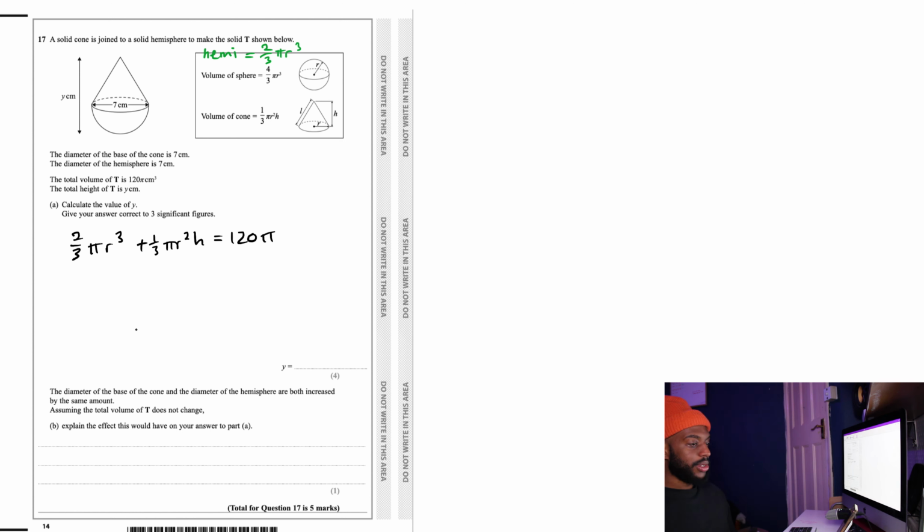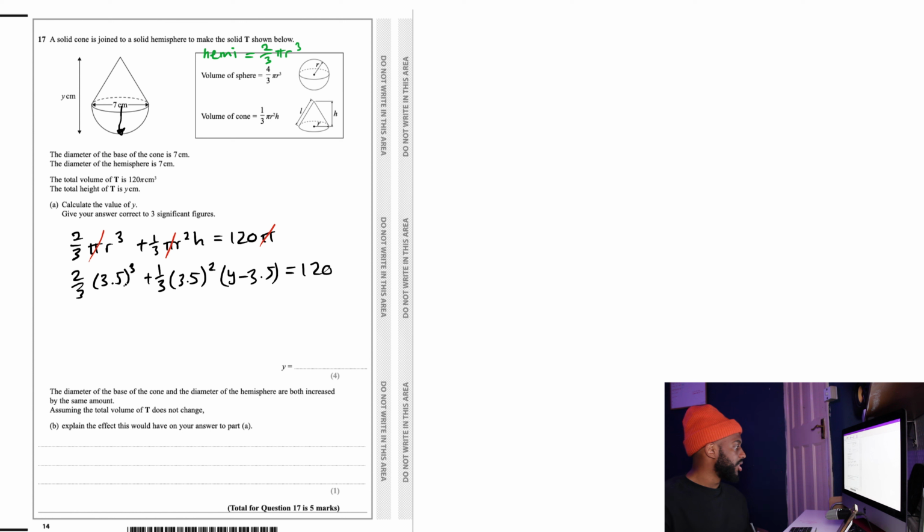Next we're going to sub some values in that we know. So before we sub some values in, I'm actually going to divide through by pi to get rid of that. And then the radius, that's going to be half of the diameter, which is 7, and that's going to be 3.5. That's still to the power 3. Plus 1/3, radius again, 3.5 squared, times the height. So we're looking at the height of the cone. That's going to be y minus the radius, because y is the total height, and the height of that hemisphere is just another radius. So it's y minus 3.5, and that's going to equal 120.